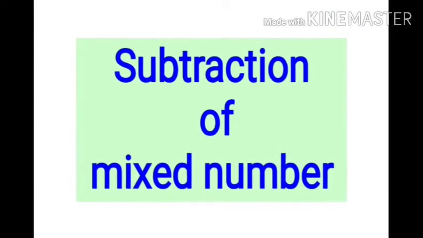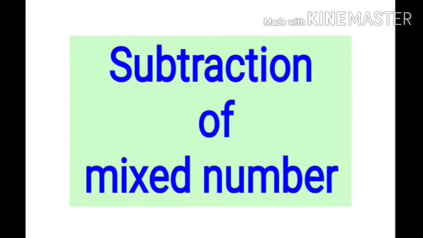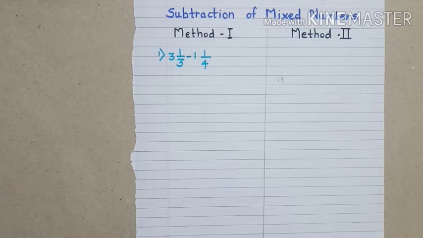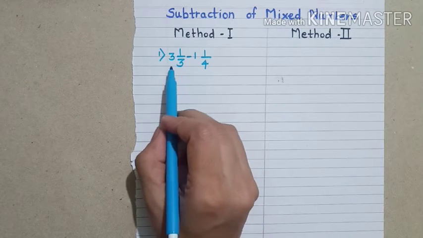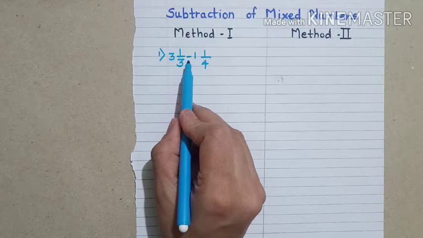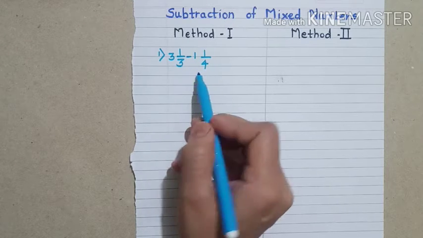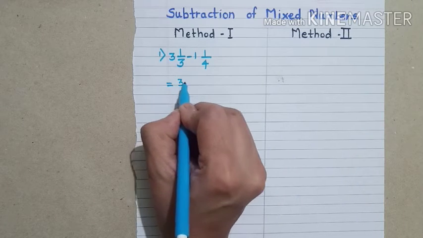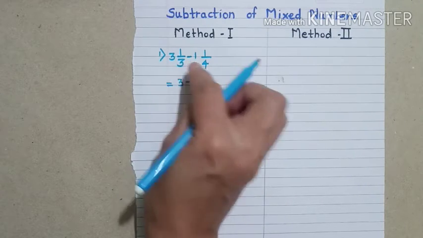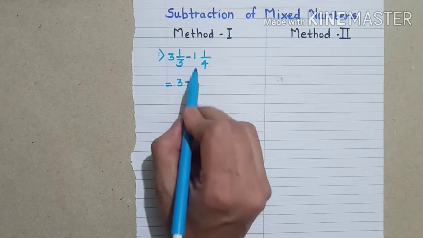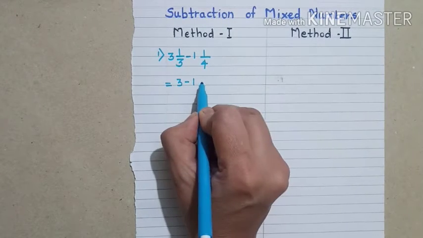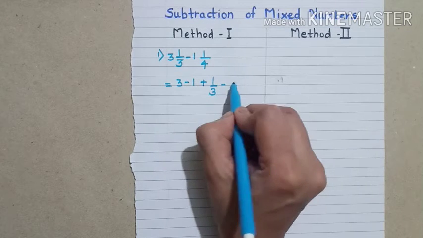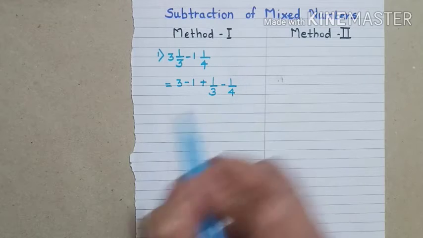Let's understand the second mathematical operation, that is subtraction of mixed numbers. Let's take an example for the subtraction. 3 integer 1 upon 3 minus 1 integer 1 upon 4. So by the first method, we are going to write these natural numbers first. So 3 minus 1 plus 1 upon 3 minus 1 upon 4.